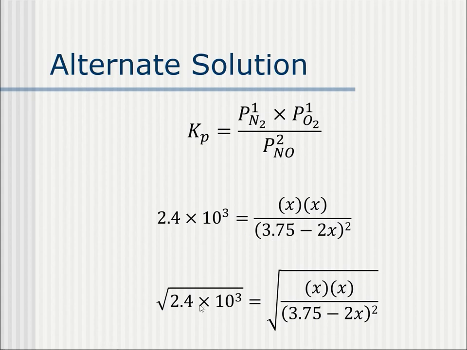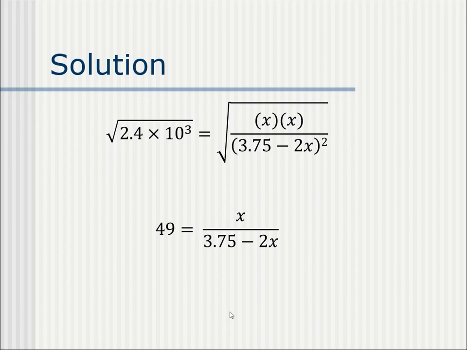So we take the square root of 2,400. And the square root of x squared over 3.75 minus 2x squared is just simply x over 3.75 minus 2x. Okay, so I get 49 is equal to that number. Do my cross multiply.